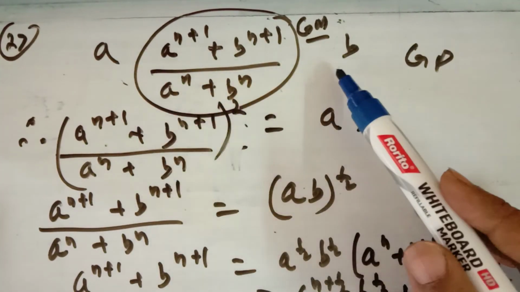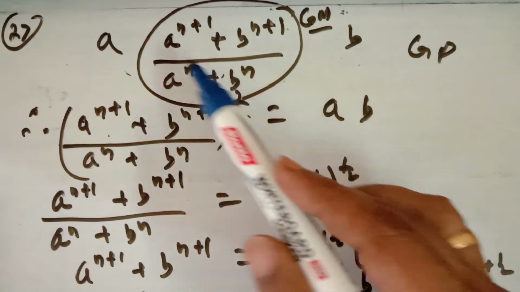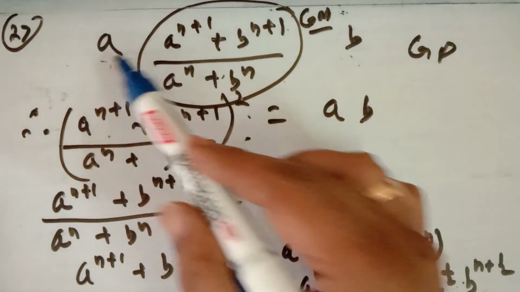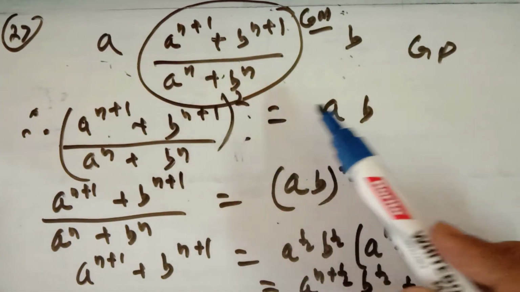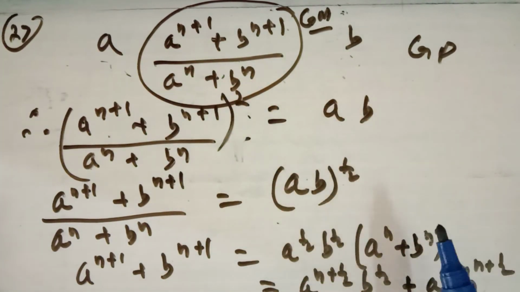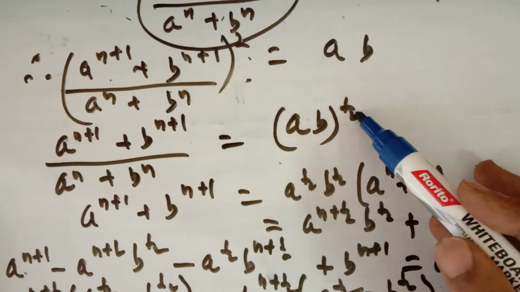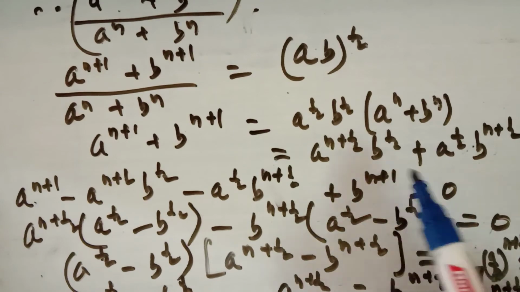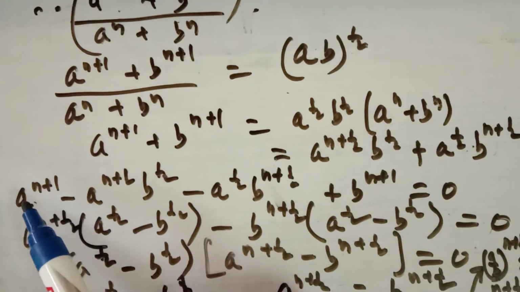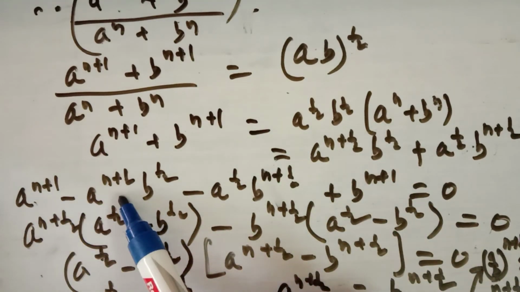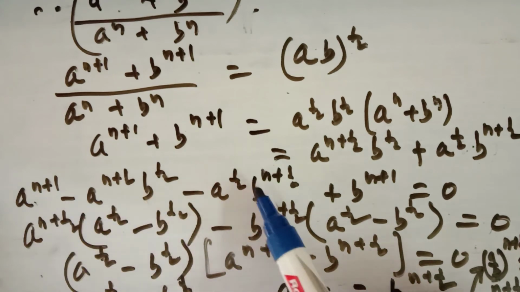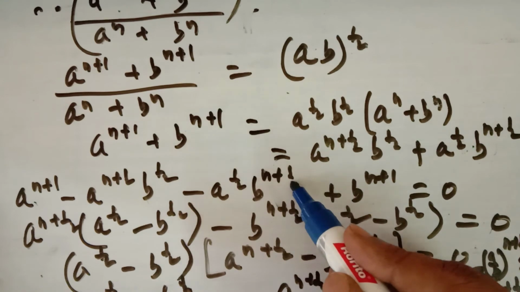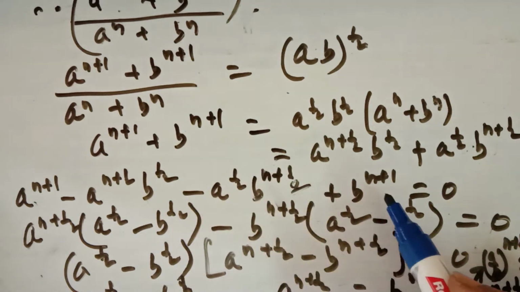So when the three terms are in GP, then the square of the middle term is equal to the product of first and last. So square of this is equal to this into this. When I remove the square from this, you will get the square root of the right hand side. So that is the power half, and cross multiply it, open the bracket. I have taken all the terms to the left hand side. The main thing is I can take a^(n+1/2) common in the first two terms and b^(n+1/2) from the second, third and the fourth term.